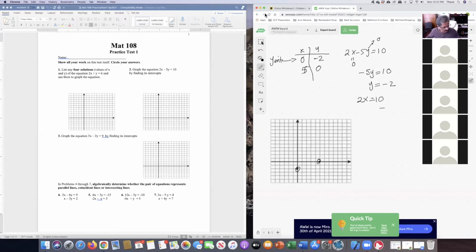So I need to join them by a line to get the graph. Okay, so that's my graph right there. There are no fractions. The x-intercept is (5, 0). The y-intercept is (0, negative 2).